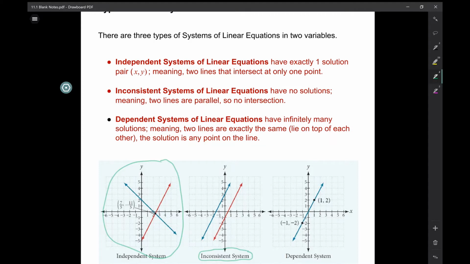And the final thing you can have is you could have a dependent system. Well, this happens when you actually are solving a system of linear equations and they both turn out to be the same line. So that means every point on this blue line for the dependent system is a solution to the equation. So whatever the equation of that line is, that's going to be the list of all your solutions.